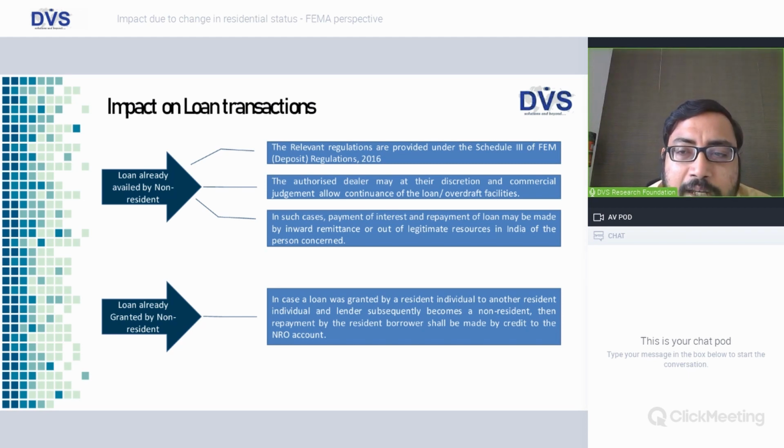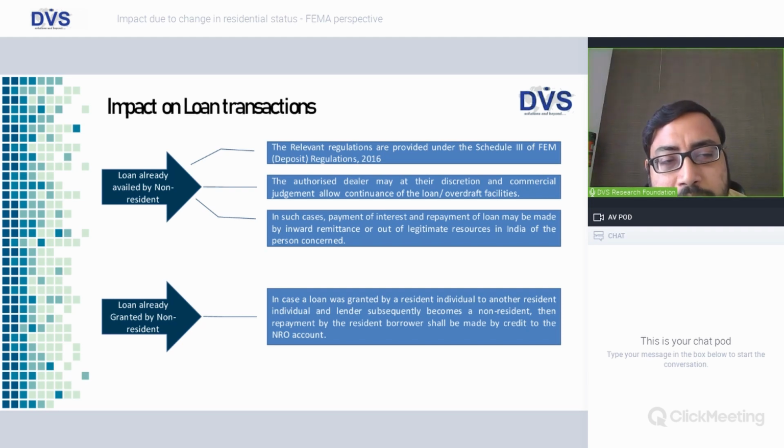And where the individual has granted a loan to someone else at the time of being a resident, and now becomes a non-resident, the repayment by the resident borrower shall be made or credited to the NRO account only. So as I said, even the loan given by the individual at the time of being a resident, if he now becomes a non-resident, such asset, because the loan given by him is an asset to him, will also be treated as non-repatriable, and hence whatever repayment he is receiving from the borrower can only be credited to his NRO account, not to any other account.